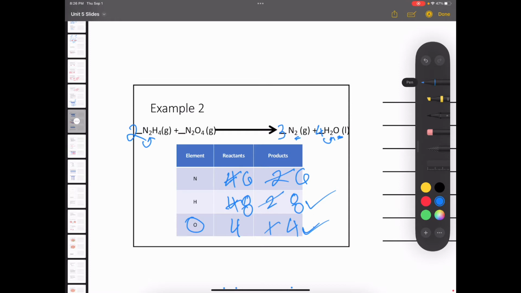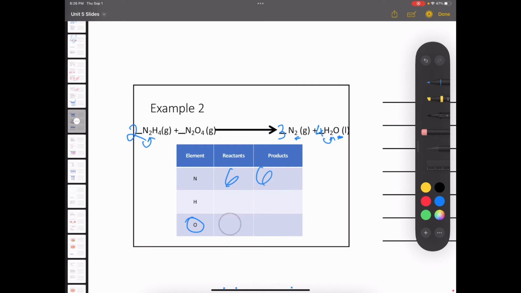So now all the elements in this equation have been stoichiometrically balanced. In other words, if you multiply the coefficients by every subscript for these elements, you will end up with the same number of atoms on the reactant side as well as the product side. Let's double check this one. 6, 6. There is 8, 8. There's 4, 4. There's 3, 4. And there's 2 on this one.